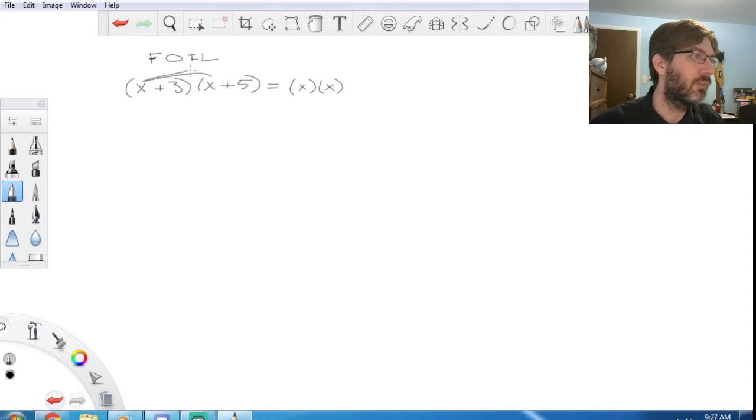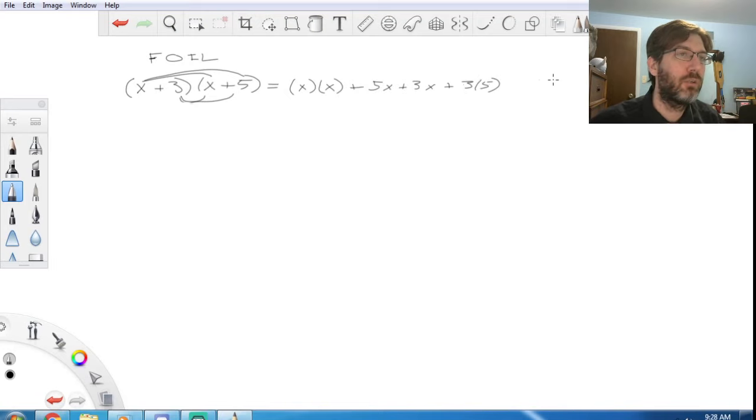Next, we're going to do outer, which is x times 5. Everything is positive here, so I'm not worried too much about signs, but that's going to give me 5x. Then we're going to do inner, which is 3 times x. And then we're going to do last, which is, oh, I'm sorry, not that, which is 3 times 5, which gives you that 15. I don't want to write it like that. I want to put it like 3 times 5, just so you get an idea of where things are coming from.